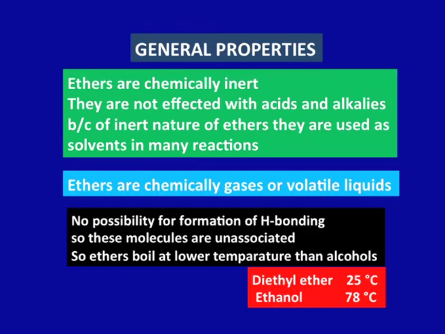For example, if you observe the boiling points of ethyl alcohol and diethyl ether, diethyl ether has a boiling point of 25 degrees centigrade, whereas ethanol has a boiling point of 78 degrees centigrade. So, there is a big difference between the boiling points of ethers and ethanol. Compared with ethanol, ether has a very low boiling point. This is only because of the absence of hydrogen bonding: alcohols are able to form hydrogen bonding, whereas ethers are unable to.